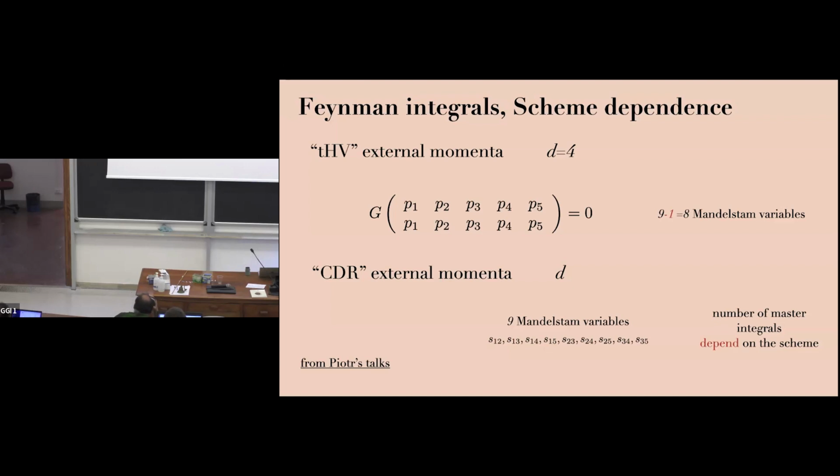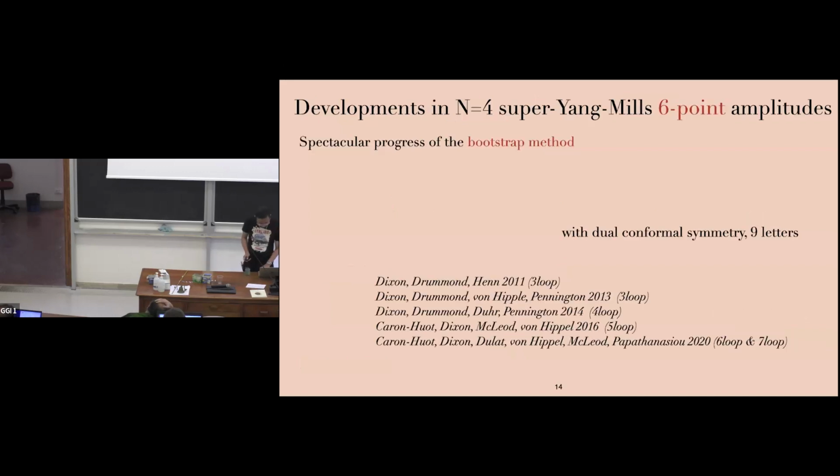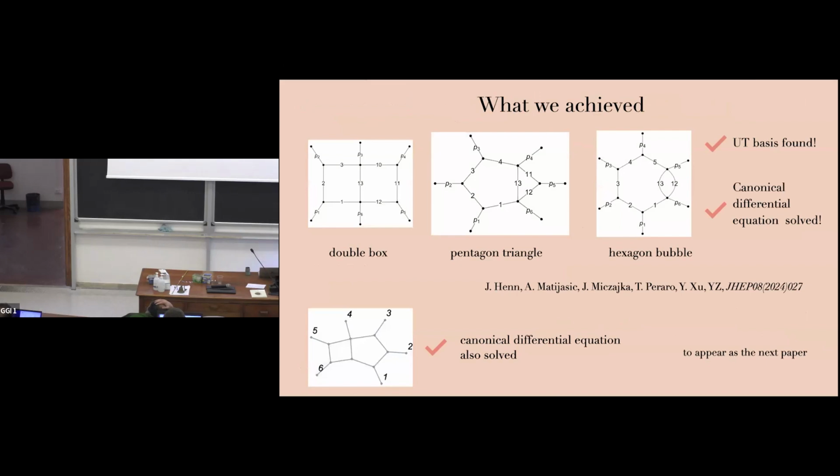Okay, so if you do this kind of scheme, the first thing you immediately find very strange is that the number of mass integrals depends on the scheme. For example, we didn't show it in our paper, but for this sector, if you do this 4D scheme, then there are 7 mass integrals. But if you do the CDR scheme, then you have 9 mass integrals. You have more mass integrals to solve, more complicated.